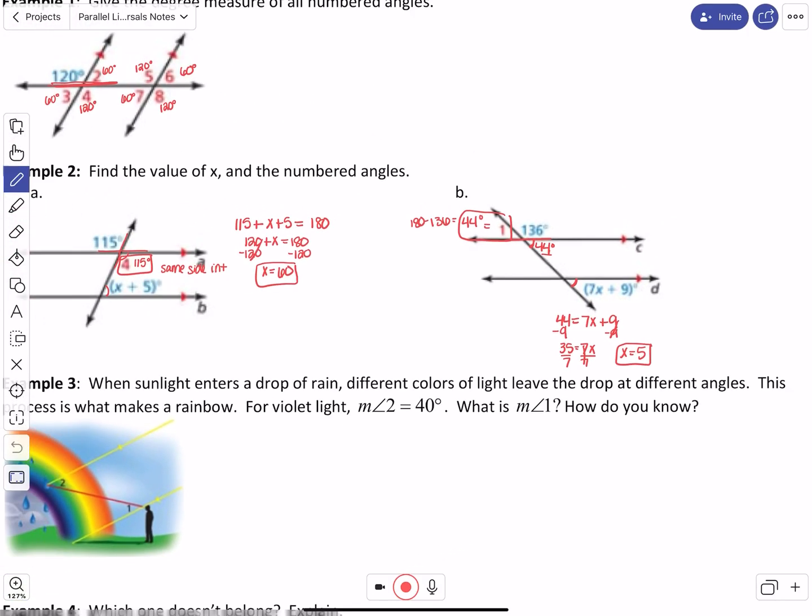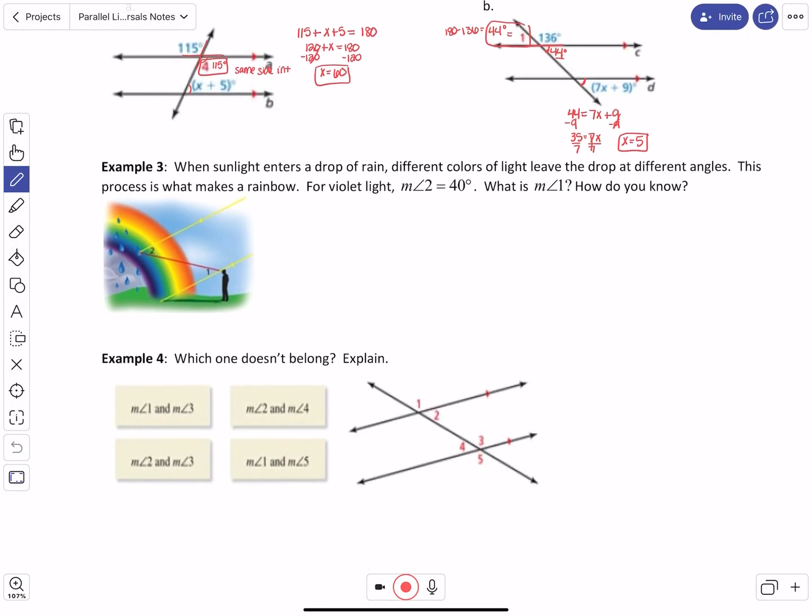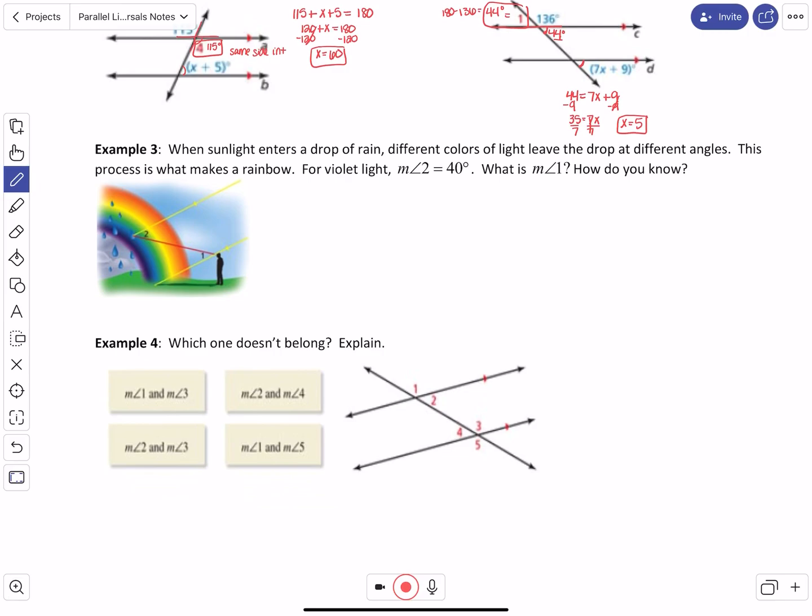Okay. So now, example 3. When sunlight enters a drop of rain, different colors of light leave the drop at different angles. This process is what makes a rainbow. For violet light, the measure of angle 2 equals 40 degrees. Okay, so I know that that right there is going to be 40 degrees. Let's do a different color. Let's do it in blue to show up a little better. What is the measure of angle 1?